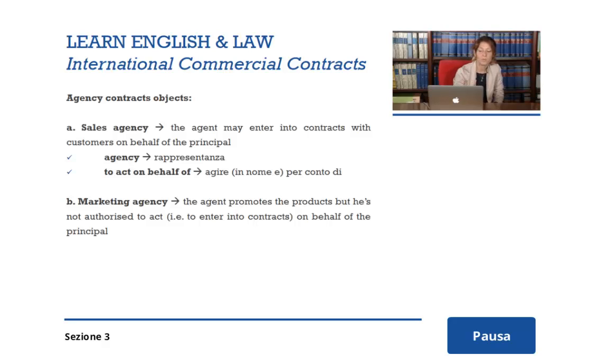On the other side, we may have a different type of agency agreement, and this would be called marketing agency, where the agent promotes the product but is not authorized to act on behalf of the principal, meaning that he cannot sign the contracts on his behalf. The agent here is contracting in his own name. So this is not technically considered as an agency contract, but it is very, very common in international trade practices, so it is worth mentioning.